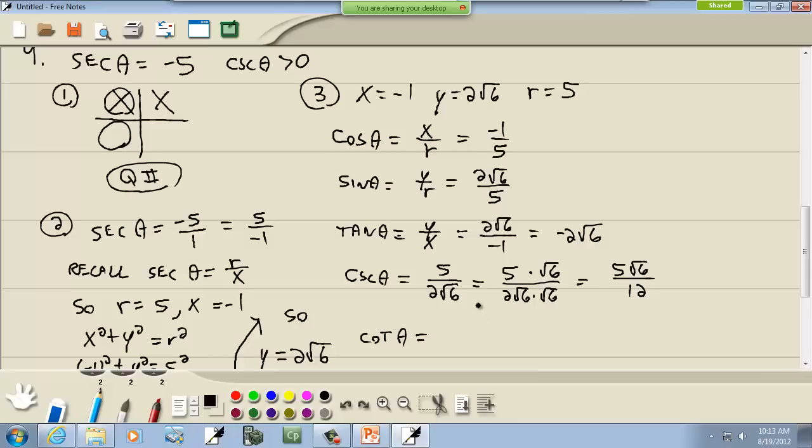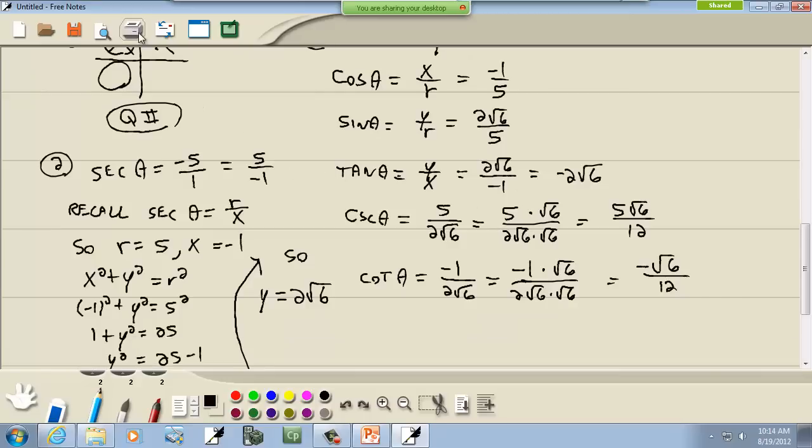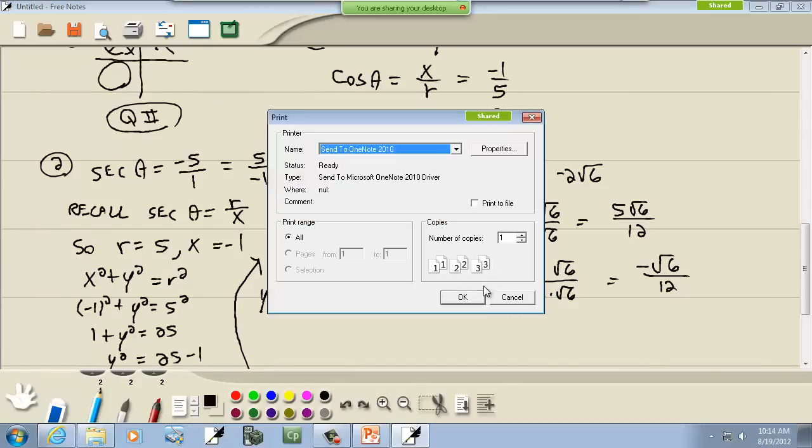And then cotangent is tangent flipped. And this fraction here is probably the best. 2 square root of 6 over negative 1, so it becomes negative 1 over 2 square root of 6. And again, we can't have a square root of 6 downstairs, so multiply top and bottom by square root of 6. And that gives us negative square root of 6 over, square root of 6 times square root of 6 is 6, times 2 is 12. And those would be our answers. So let me save that.